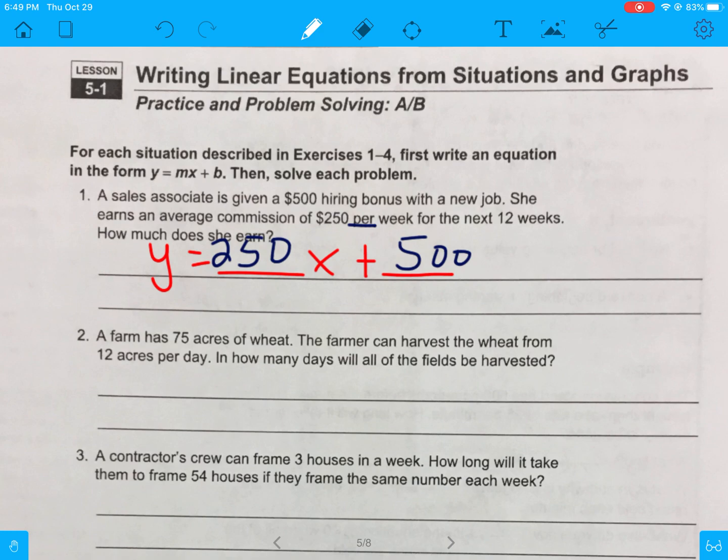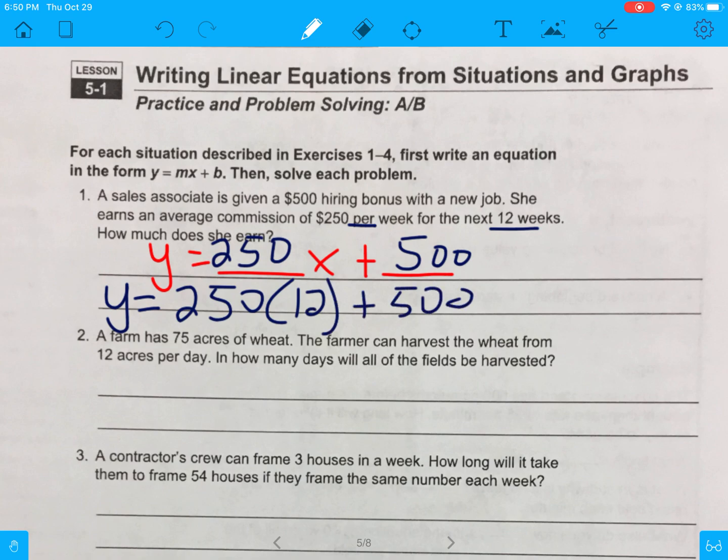That's the equation that you need. And then you're going to have to plug in the x. The x, what we're saying, is 12. So it's going to be the total cost, y, equals 250 times 12 plus 500. So 250 times 12 is what, $3,000? So it's going to be $3,000 plus 500 is $3,500.